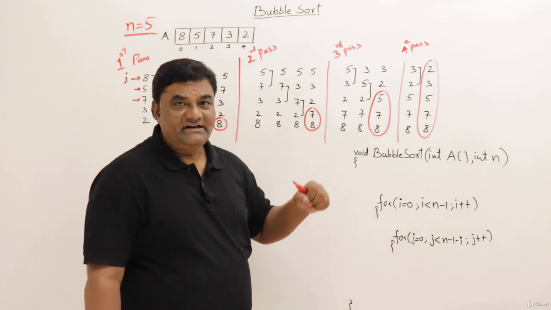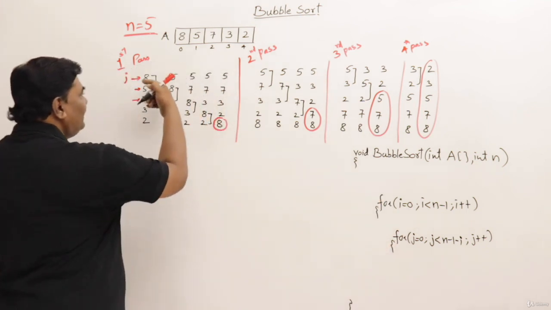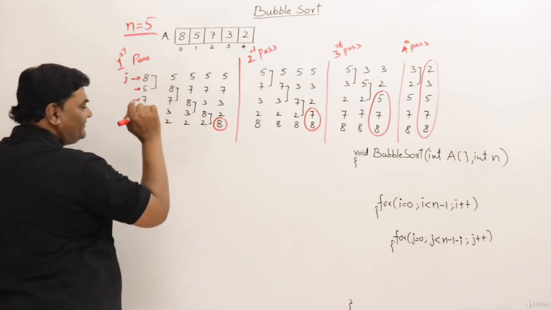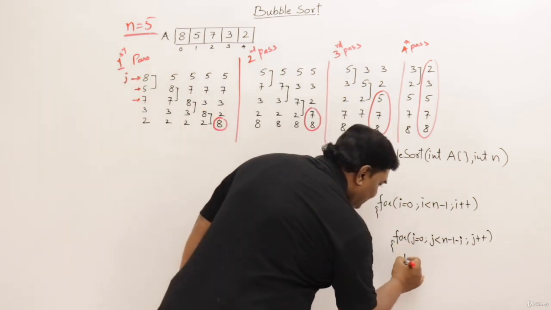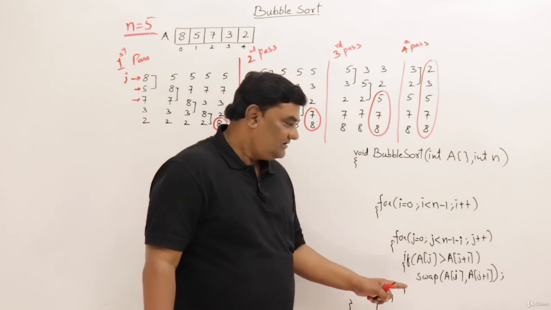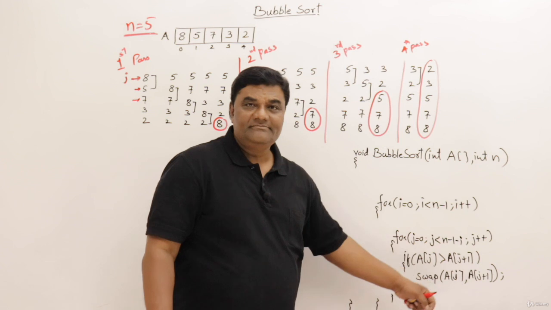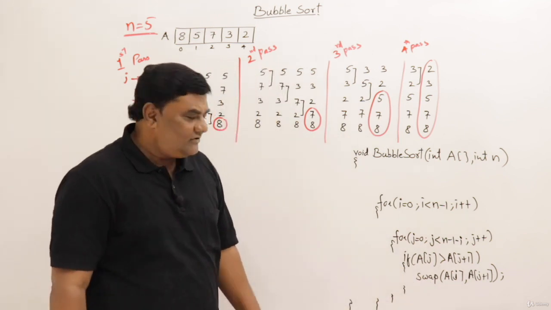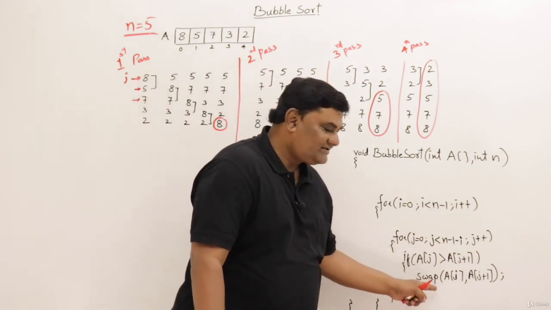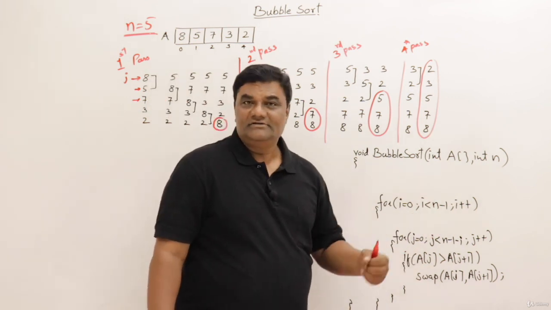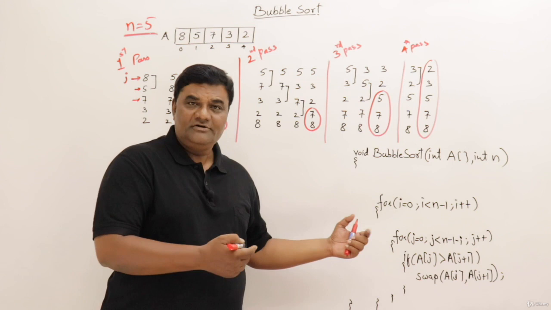Next, what should I do inside this loop? I should compare a of j with a of j plus 1. If a of j is greater, then swap. So here I check: if a of j is greater than a of j plus 1, then swap them. Swap means I have to write 3 statements, but instead of writing 3 statements, I just wrote swap: swap the elements a of j with a of j plus 1. That's it. So the logic is very simple for bubble sort.